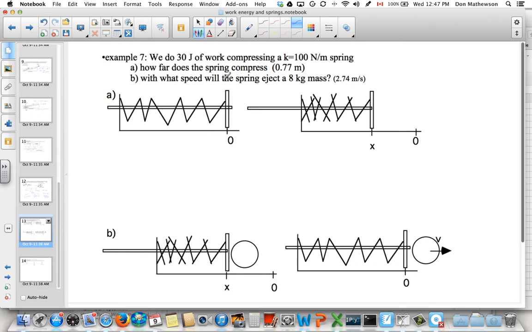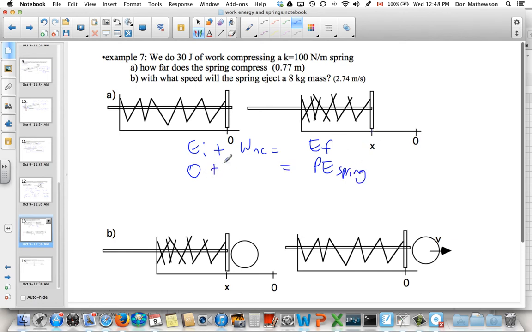Okay, so hopefully by now you've given this a try. Let's write our work energy equations. So initial mechanical energy at the beginning is just 0 because there's no motion and there's no gravitational or spring energy. At the end, we've got spring energy because we've compressed the spring by a distance x.